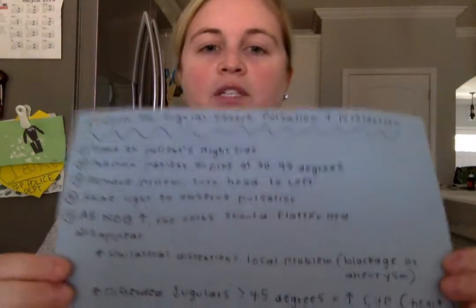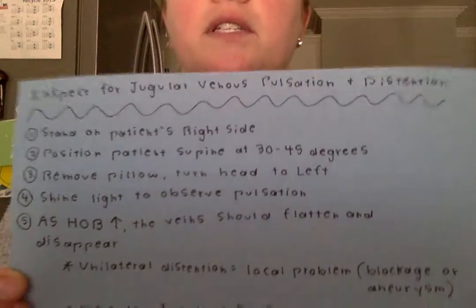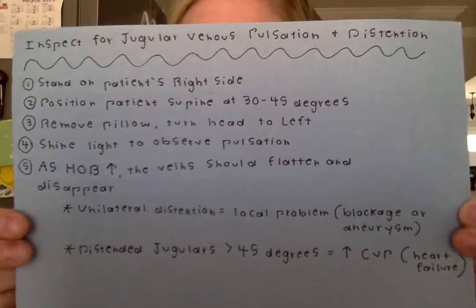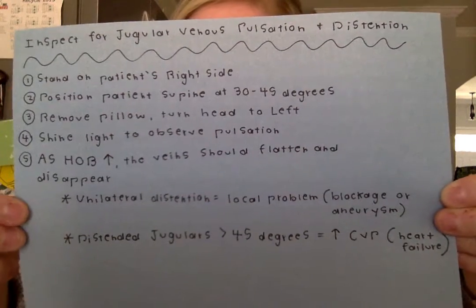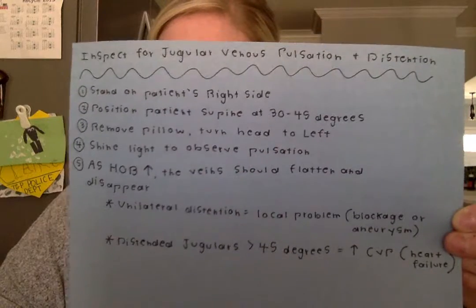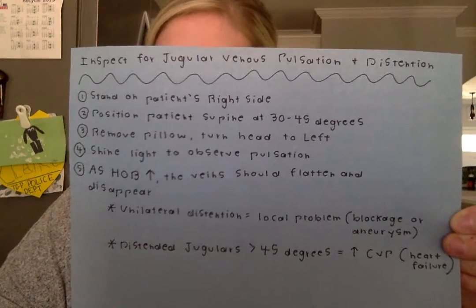The next part that we're going to go over is the inspection for jugular venous pulsations or distensions, and I will send you this so that it's a little bit easier for you to read as well. But you're going to stand on the right side of your patient and have them lying 30 to 45 degrees, laying supine on their back.